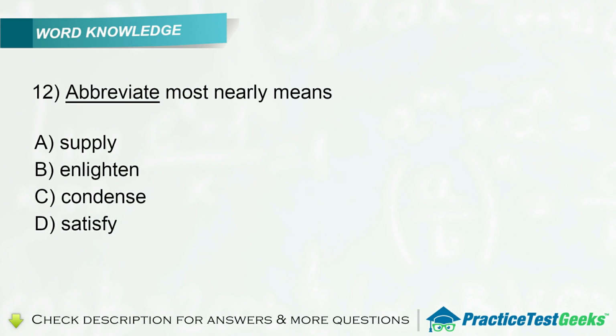Question 12. Abbreviate most nearly means A. Supply. B. Enlighten. C. Condense. D. Satisfy.